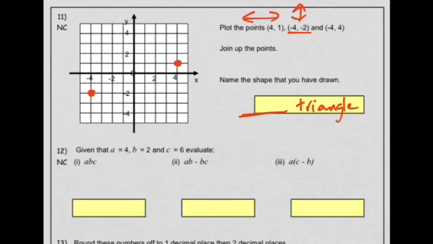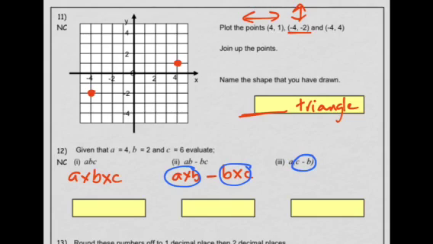Question 12. ABC means A times B times C. So put each of your numbers in there and multiply. AB, A times B, take away BC, B times C. So remember, BODMAS, work out these answers first before you do the takeaway. Last question, again it's a BODMAS, so I would do the bracket part first of all. So the first thing I'm going to do is C take away B, get my answer for that, and then times by the A number.